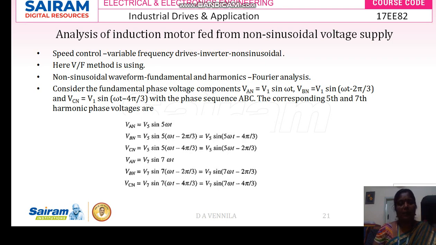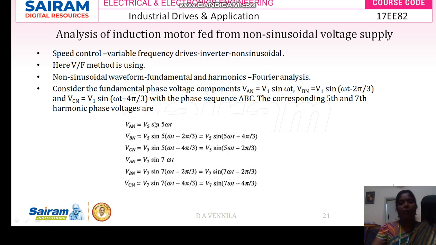Now, if you want to do the analysis of the harmonics, first I'm going to take the fundamental phase components, the phase components with respect to neutral. The A phase with respect to neutral is given by V1 sine omega t, the B phase with respect to neutral is V1 sine (omega t minus 2 pi by 3), that is minus 120 degrees, and the C phase with respect to neutral is V1 sine (omega t minus 240 degrees), or plus 120 degrees. So this is the phase sequence ABC.